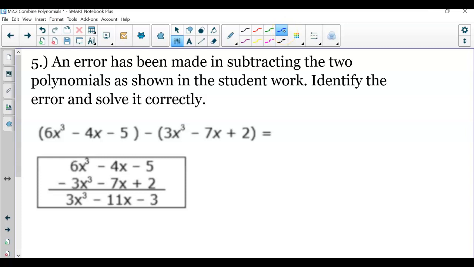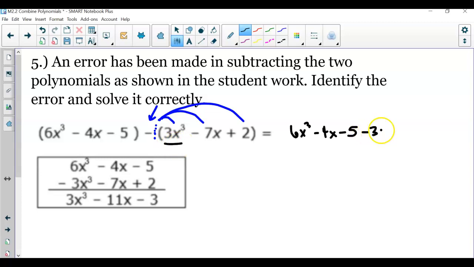I notice here that when I am subtracting, we need to distribute that negative or negative 1, but not just to the first term, right? To every term. So when I'm going to solve this, I'm going to go ahead and rewrite first. So I've got 6x cubed minus the 4x minus 5. Then we're going to combine with that, not just positive 3x cubed, right? But now negative 3x cubed. Then no longer negative 7x, right? But plus 7x. And then no longer plus 2, but now minus or negative 2.